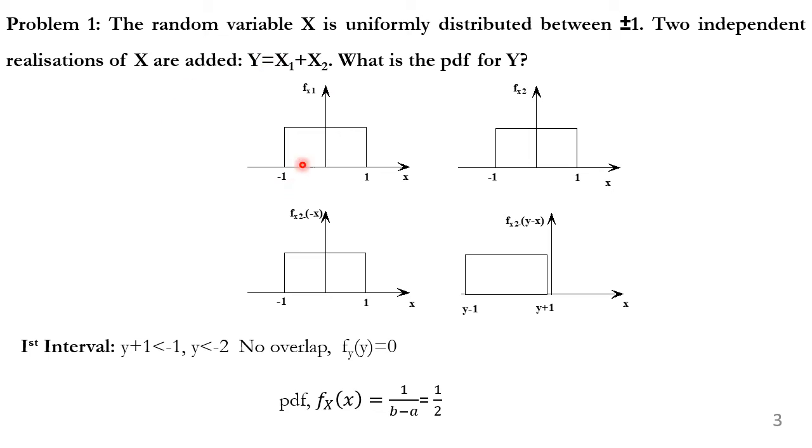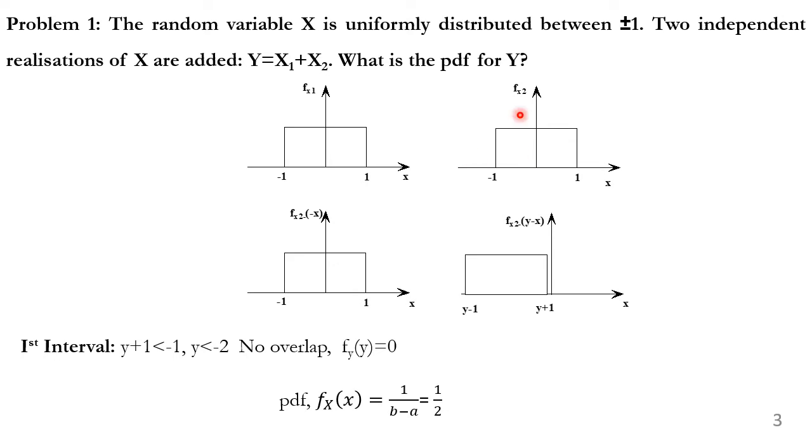Let us plot the PDF for x1 and x2. They are as shown in these two figures. The PDF f(x) of x for a uniformly distributed random variable is equal to 1 divided by b minus a, that is 1 divided by (b = 1, a = minus 1). So it is 1 by 2. In order to find the PDF for y, we need to convolve fx1 with fx2.